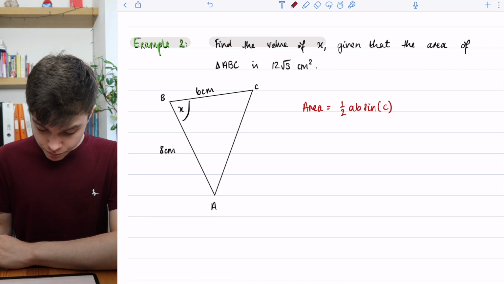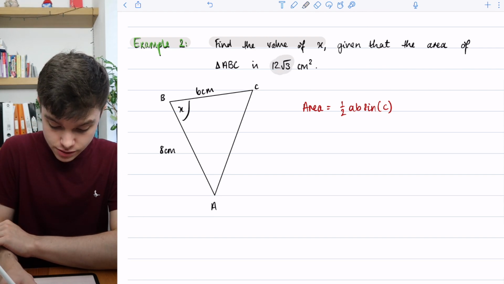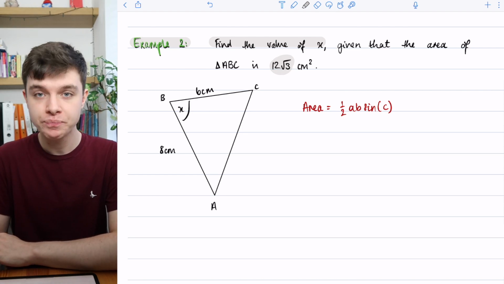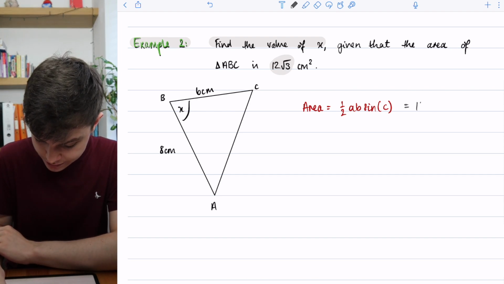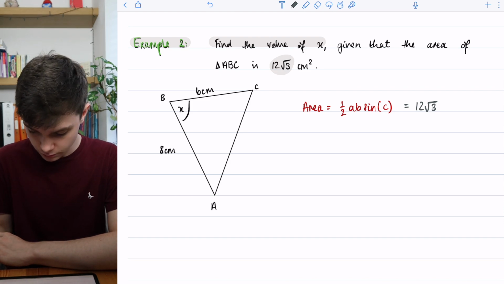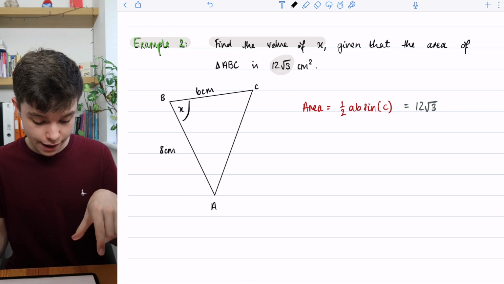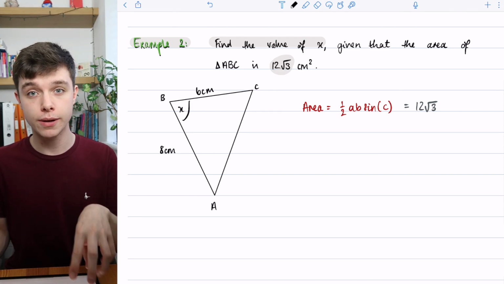So that's the area, but we actually know for this question what the area is. We know it's 12 root 3, and it's centimetres squared, but let's just ignore units for the minute. The area is 12 root 3. So in grey, I'm just going to write that that is equal to 12 root 3 for this triangle. Now let's think about the triangle and the lengths that we have. We have 8 centimetres, we have 6 centimetres, and we know that the angle between them is x.